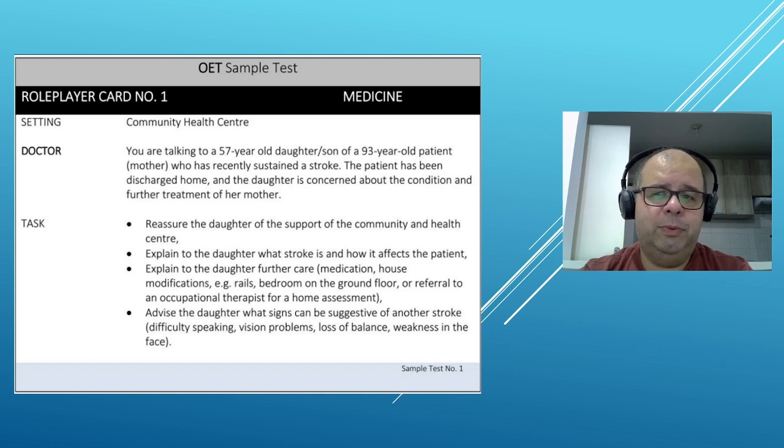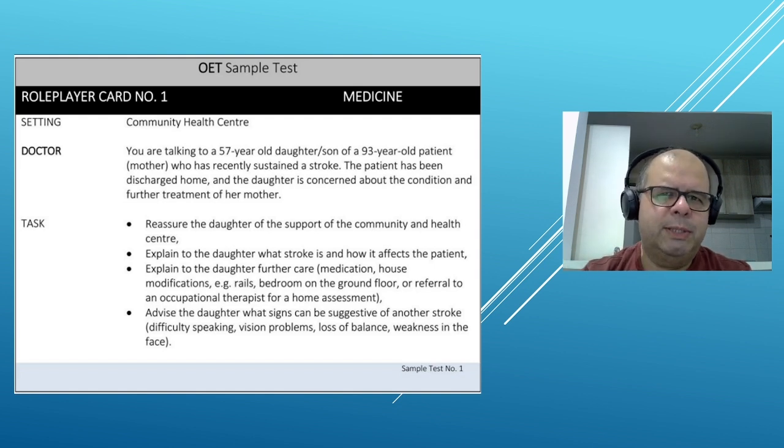In this OET roleplay, your task 1 is very short. You can say something like, "Thank you for sharing your concerns with me, Miss Jones. I appreciate it must be difficult for you. Let me reassure you of the support of the Community and Health Center for both you and your mom. You're not alone, and we will be with you all the way through your mom's recovery. Always feel free to reach out to us if you need any help or if you have any questions about your mom's condition."